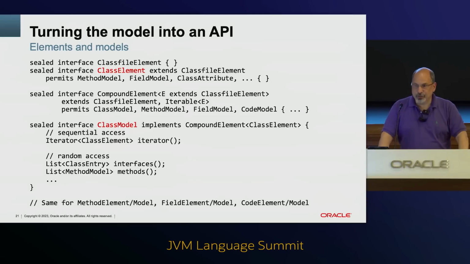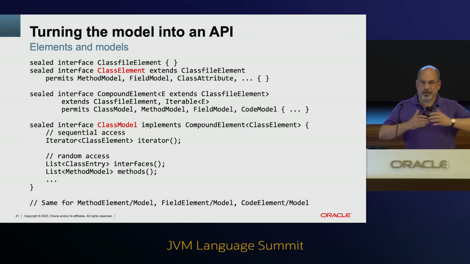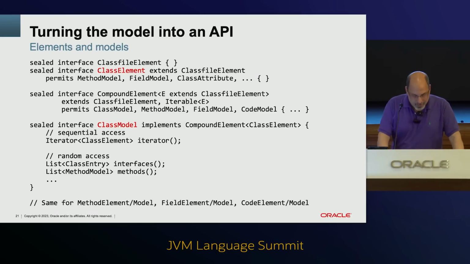And those are the internal nodes of the tree, and then there are the leaf nodes of the tree. And then for each of the interesting types of entities, classes, methods, fields, method bodies, there's a model class. The model class both gives you sequential iteration, which is let me iterate a stream of the appropriate elements, and it gives you random access: I'm interested in this piece of information now. Give me all the methods of this class. Give me the interfaces of this class. And again, the whole API is a little bit bigger than this, doesn't fit on a slide, but you've seen all the creativity that's gone into the API design, and we do the same for methods, fields, and code.